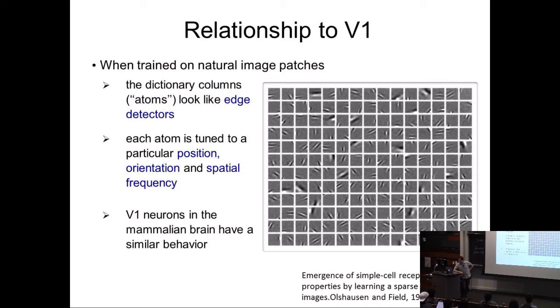sparse coding models. And it turns out, and you can look at the paper, it's one of the original papers that introduced this model. It looks like V1 neurons, as I mentioned, in the visual cortex in the mammalian brain. I believe it includes us as well, have a similar behavior.